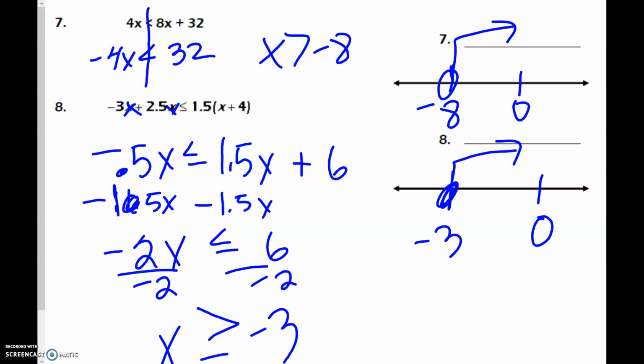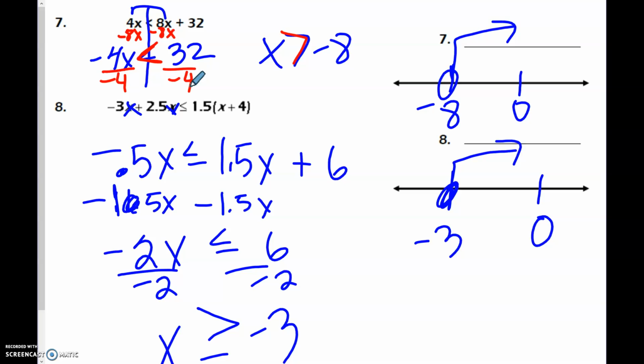All right, number 7, do you see how these are on opposite sides this time? So I'm going to subtract 8x from both sides, so we get -4. And now this time when we are going to divide by -4, we see how this symbol is like this, so when we write our answer, we have to flip it, and 32 divided by -4 is a -8.